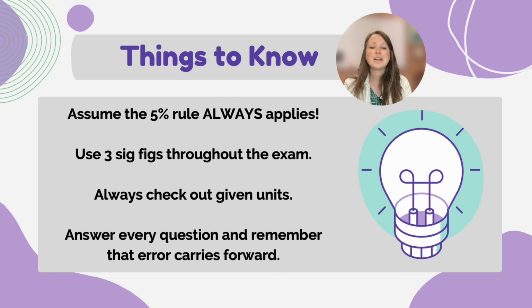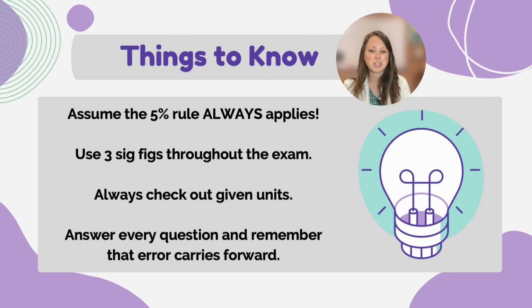Other things to know. So the 5% rule always applies. Might not be the case if you go on to take additional chemistry classes, but you will not need to use the quadratic formula for any of those equilibrium questions. You don't even have to justify the 5% rule. You're just going to negate X and move on.